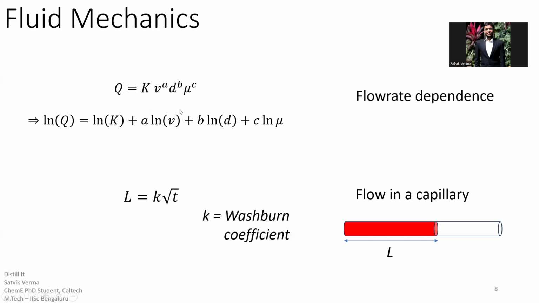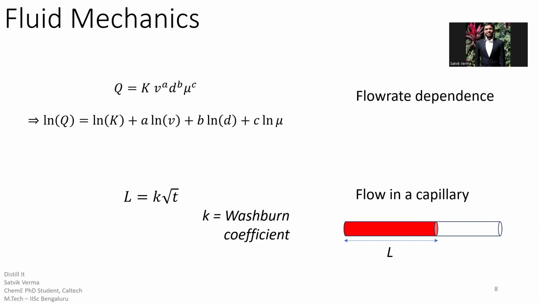Okay. Another example is flow in a capillary. So flow in a capillary is driven by surface tension. Surface tension pulls fluid and it allows it to flow ahead in the capillary. And this surface tension force is balanced by the viscous force. And if we have a vertical capillary, it would be balanced by viscous as well as the gravitational force, right?